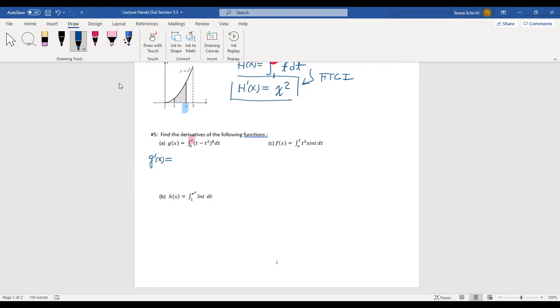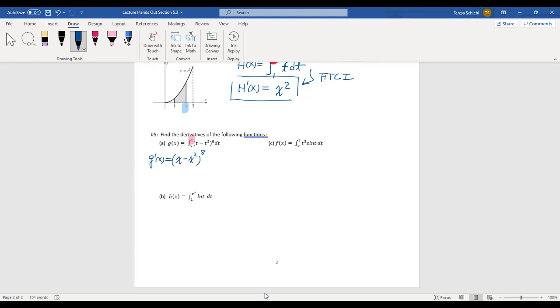So what is the answer? You just place the x into your function. So it will be x minus x squared to the 8th, right? Pretty straightforward. Okay, now let's take a look at this one, part C here.